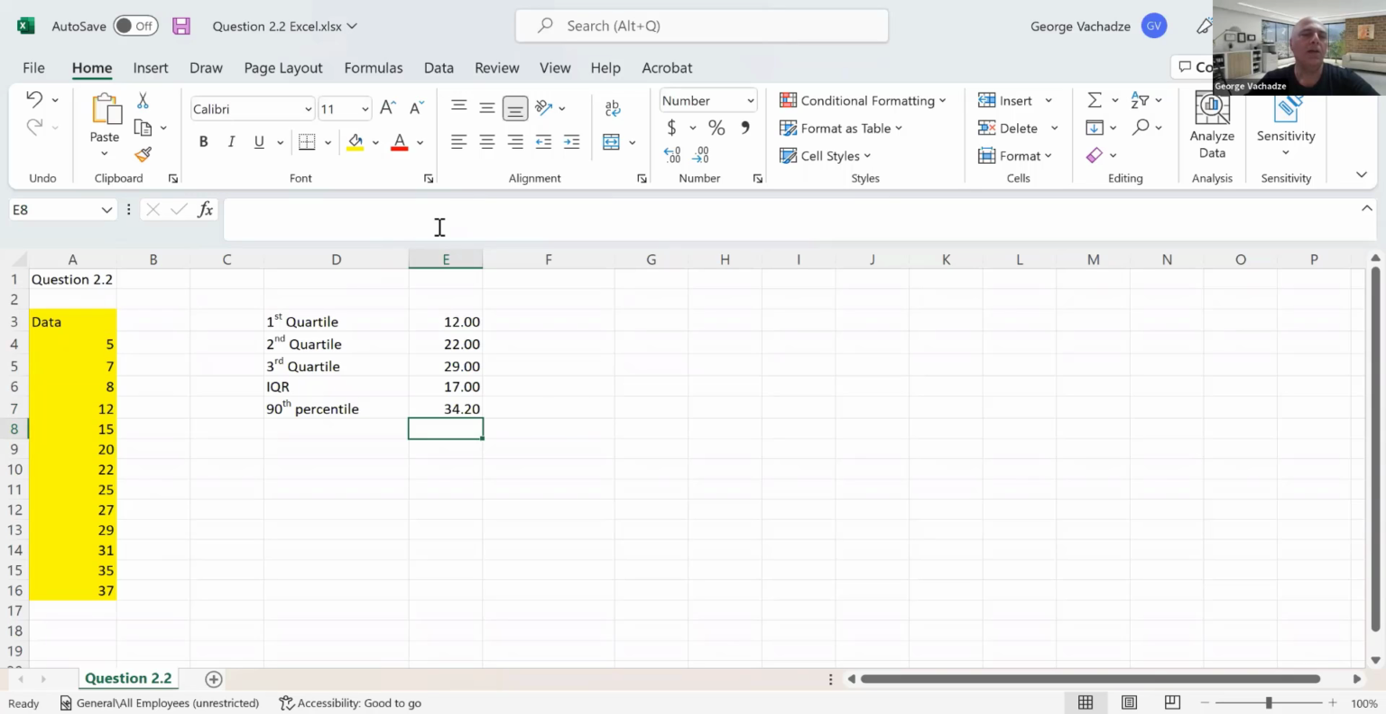That means that 90% of the data is below the 90th percentile, and 10% of the data is above 34.20. All right, I think that concludes my tutorial. Thank you for your attention.